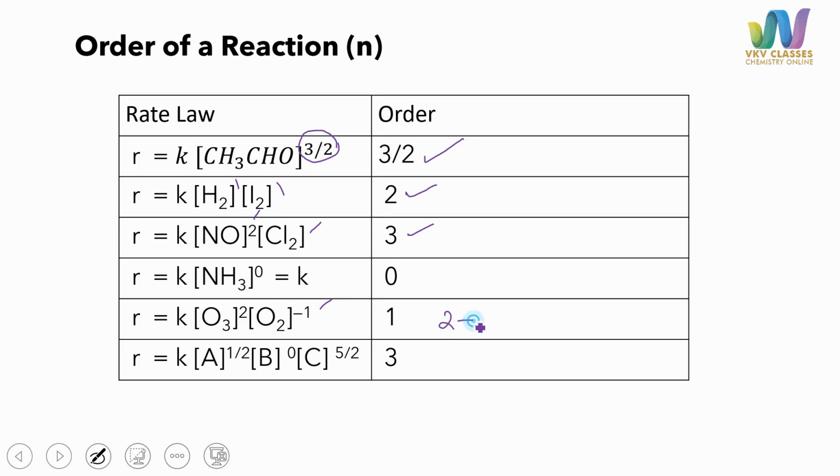The overall order of the reaction will be equal to 2 plus minus 1, that is equal to 1, so this is a first order reaction. R is equal to K into [A] power half, [B] power 0, [C] power 5 by 2. The order with respect to A is 1 by 2, with respect to B is 0, and with respect to C is 5 by 2. The overall order of the reaction will be half plus 0 plus 5 by 2, that is equal to 3, so this is a third order reaction.